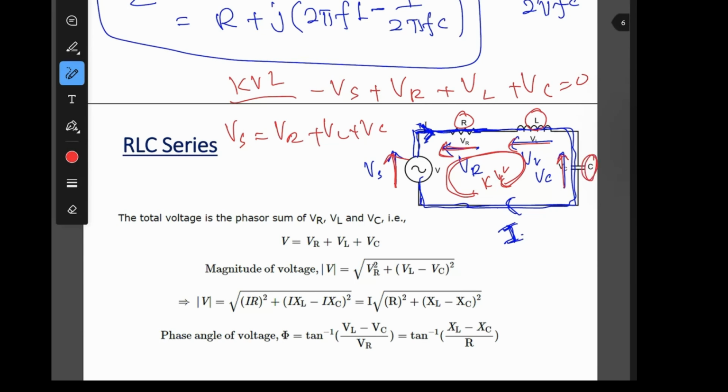This one is the voltage source. R, L, and C are the load. So supply is equal to load. Total supply is equal to total load. Total load is equal to VR plus VL plus VC.